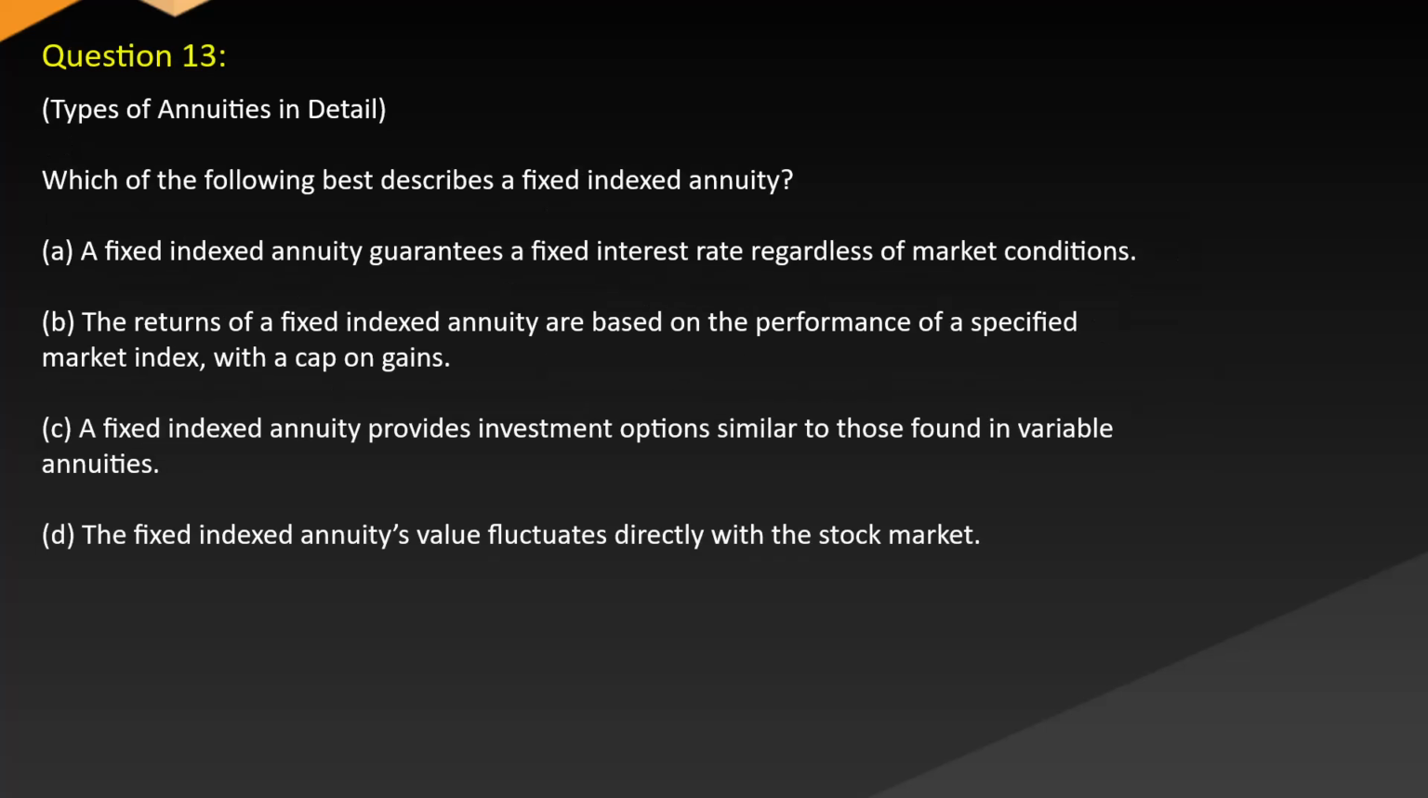Question 13. Types of annuities in detail. Which of the following best describes a fixed indexed annuity? A. A fixed indexed annuity guarantees a fixed interest rate regardless of market conditions. B. The returns of a fixed indexed annuity are based on the performance of a specified market index with a cap on gains. C. A fixed indexed annuity provides investment options similar to those found in variable annuities. D. The fixed indexed annuity's value fluctuates directly with the stock market.